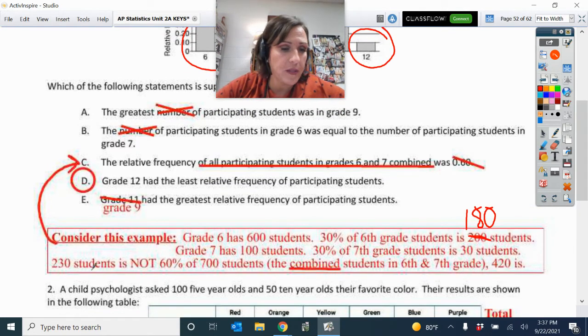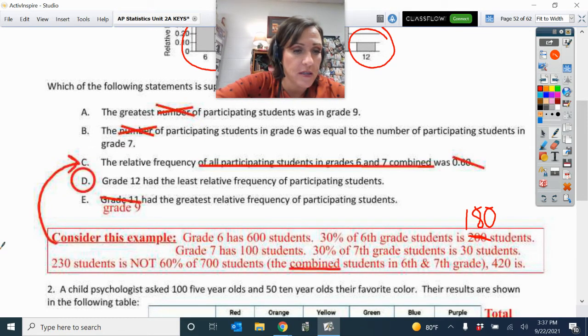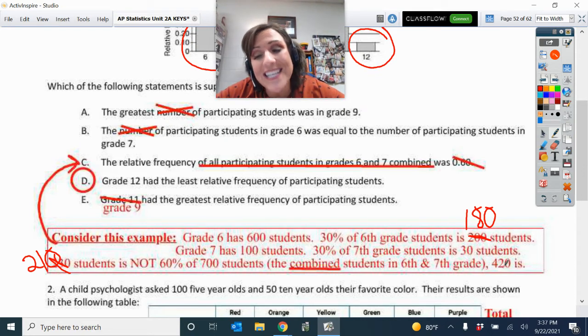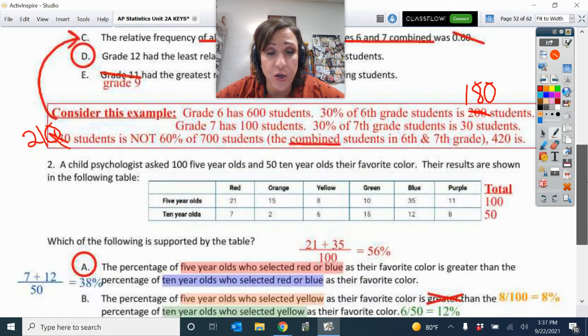So let's think about it. 180 plus 30 is what? 210? And 210 students is not 60% of 700 students, which is the combined 6th and 7th. 420 is 60% of 700 students. So that did not work out there. Okay, so that's why that C is incorrect.